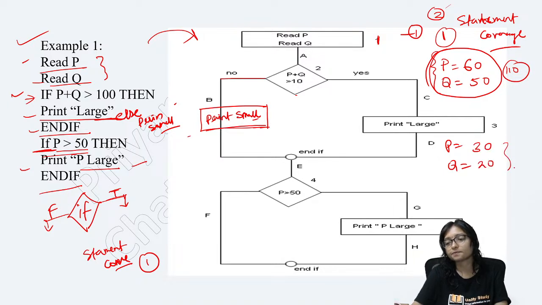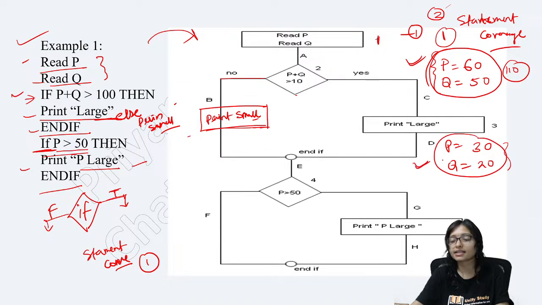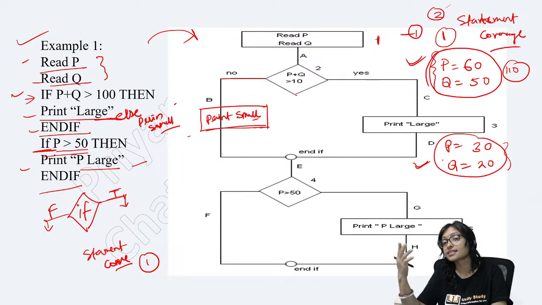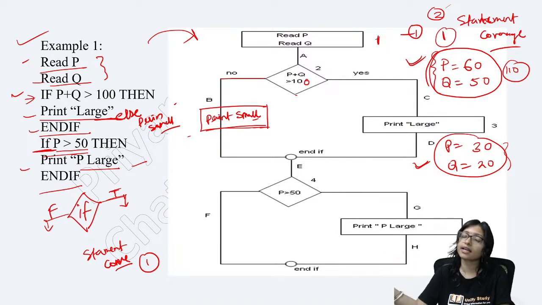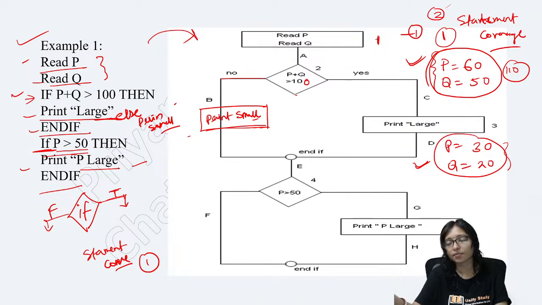Very good, Deepa. Then this is one test case and this is another test case. I can take these two test cases. The values can be anything. My target is P plus Q greater than 100 in one test case, and another test case where P plus Q is less than 100. Then I need two test cases, and my statement coverage will be 2.